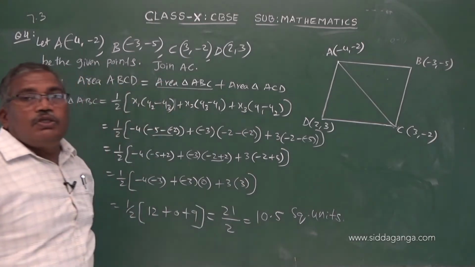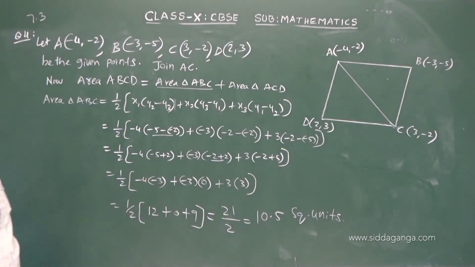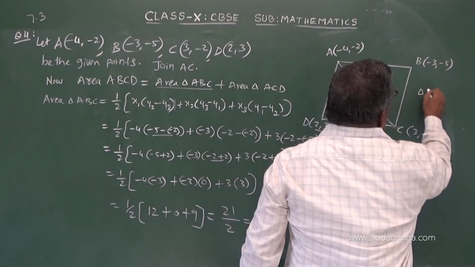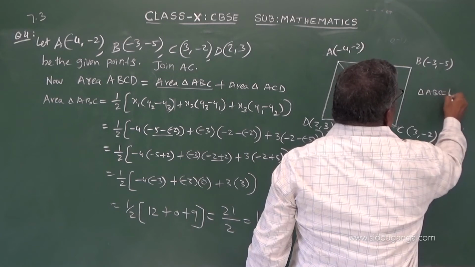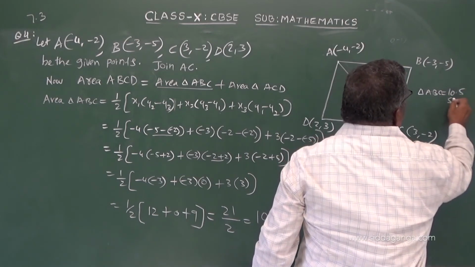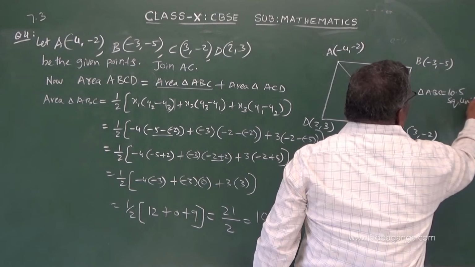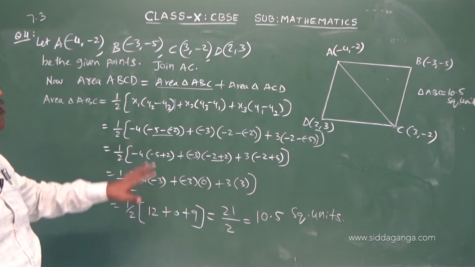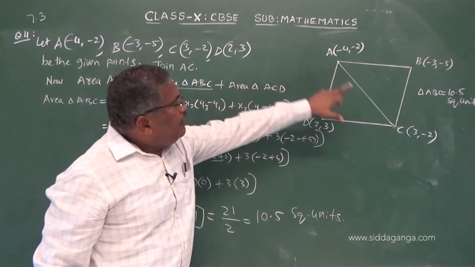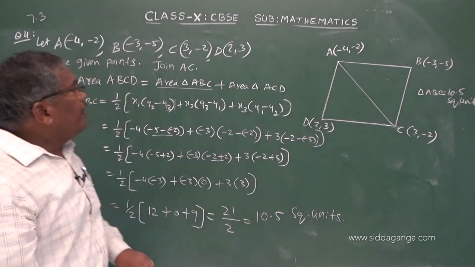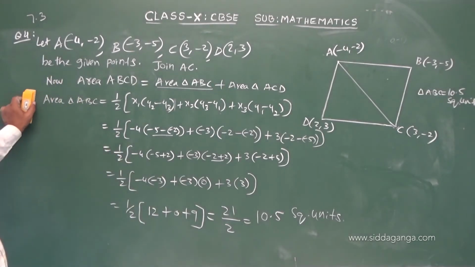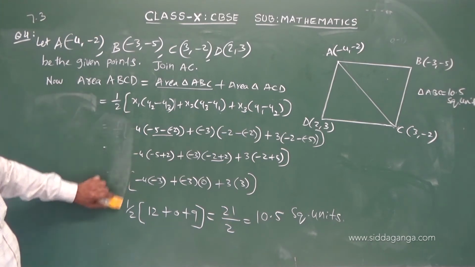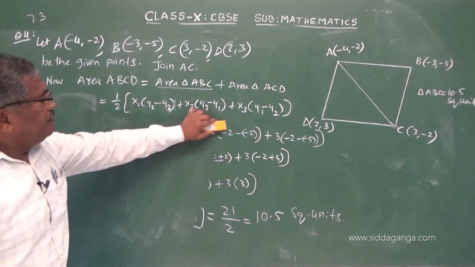So the area of ABC equals 10.5 square units. So now we have to take out ACD area, second triangle area. Now I will erase this. Area ACD.